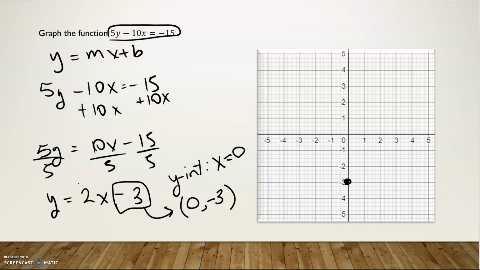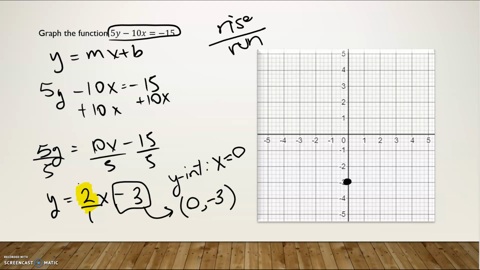So right here on the y-axis, we have a y-intercept. And then I'm going to look at this number right in front of the x. That's going to be my slope. And we know that slope is rise over run. So I'm going to put this over 1.